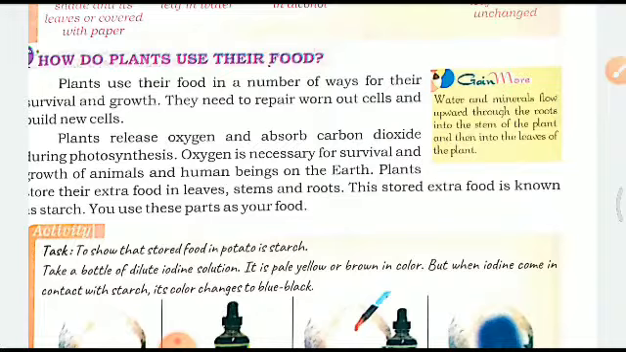Vegetables and fruits, whatever we eat, is that extra food which is there. That is what we all eat, right? Now see here, in the yellow portion, water and minerals flow upward through the roots onto the stem of the plant and then into the leaves of the plant.